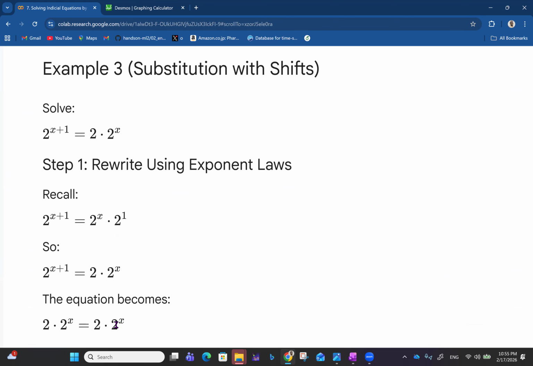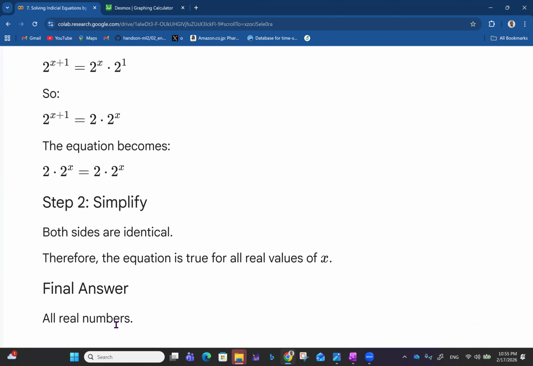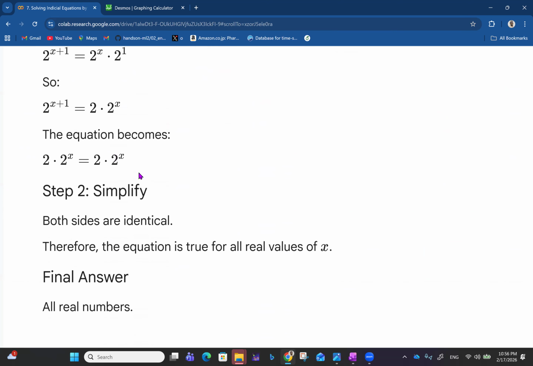So that means both sides are the same. And since both sides are the same, if you simplify, these two sides are identical because 2 raised power x plus 1 is exactly the same thing as 2 times 2x. Therefore, the equation is true for all real values of x. So if you have the two sides exactly the same, then the equation is true for all x. So if you have x to be 100, it will be true. If you have x to be 1 billion, or minus 7, it will be true. So the final answer is that all real numbers satisfy this particular expression. So that is when you have substitution with shifts.